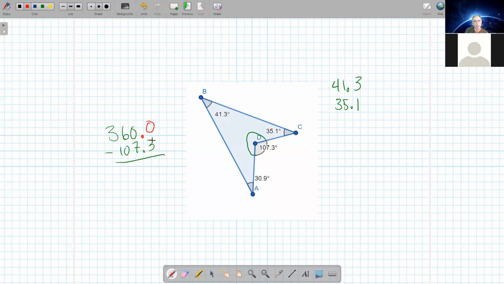So 0 minus 3 I can't do, so I make that a 10, and then I increase that to an 8. 10 minus 3 is 7. 0 minus 8 I can't do, so I make that a 10, and then I'm going to have to make that 10 an 11. No, I didn't have to do it that way. Make that 0 a 1. 10 minus 8 is 2, 6 minus 1 is 5, 3 minus 1 is 2. Okay, so this angle right here is 252.7.